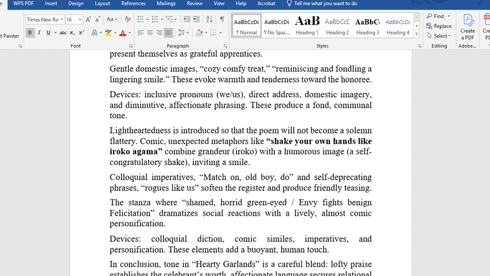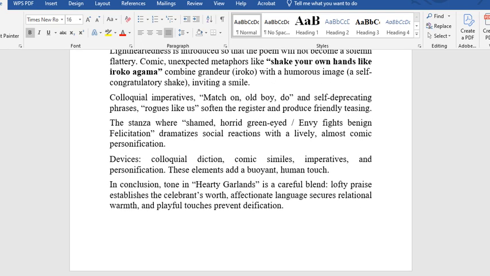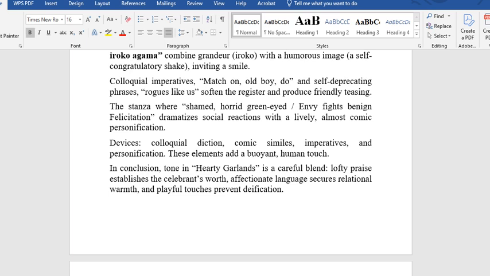The stanza where "shame, green hide, envy fight, felicitation" dramatizes social reaction with a lively, almost comic personification. Now these are the devices used to achieve that. We have colloquial diction, comic smiles, imperatives, and personification. These elements add a buoyant human touch.